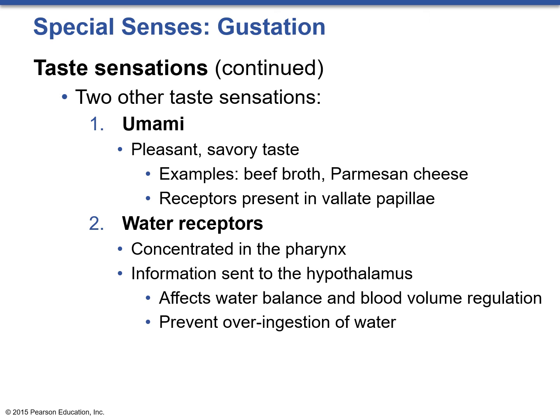This is going to be more about the desire for thirst, of quenching that thirst and intaking water. These are typically concentrated in the pharynx, and the information from the water receptors is sent to the hypothalamus. And this is going to affect the water balance and blood volume regulation, and also prevent the over-ingestion of water.